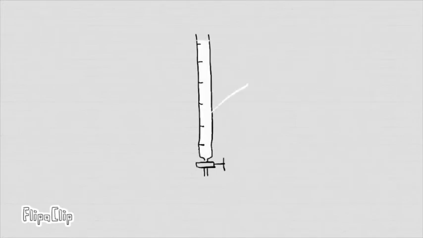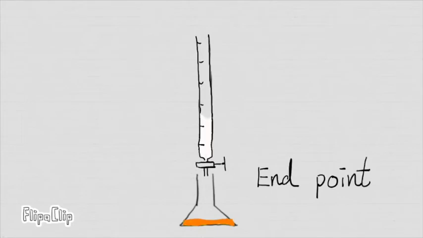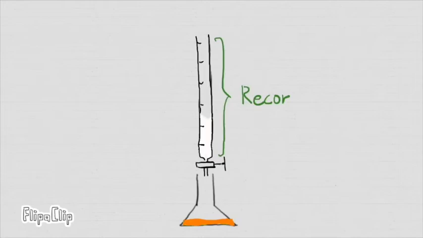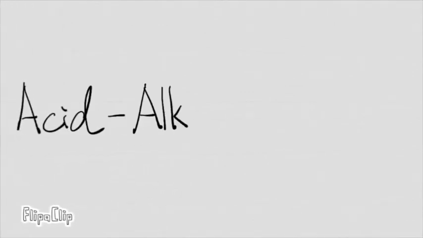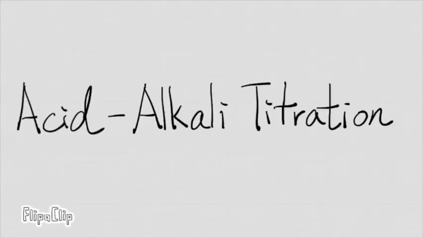Then, titration starts, and 25 cm³ sodium hydroxide solution is titrated with the standard solution of hydrochloric acid. Once the color of the solution changes, it indicates that the endpoint is reached. Record the volume of hydrochloric acid used for further calculation. That's all about how titration is run in the laboratory.